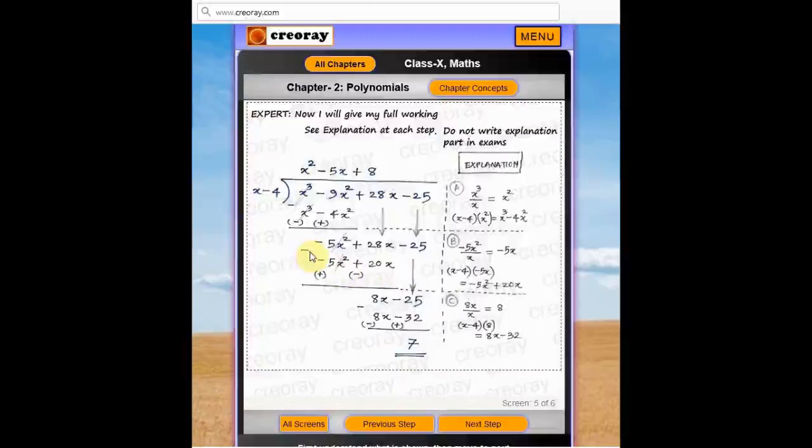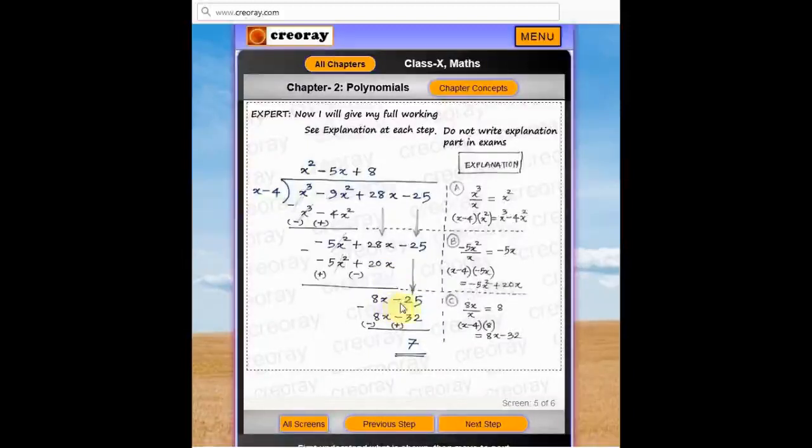Now remember, we have to do subtraction. During subtraction, the sign changes. Minus of minus becomes plus, and plus becomes minus. So minus 5x squared plus 5x squared, they cancel out. Plus 28x minus 20x becomes 8x. Bring the remaining minus 25 as it is down. So one more step is done.